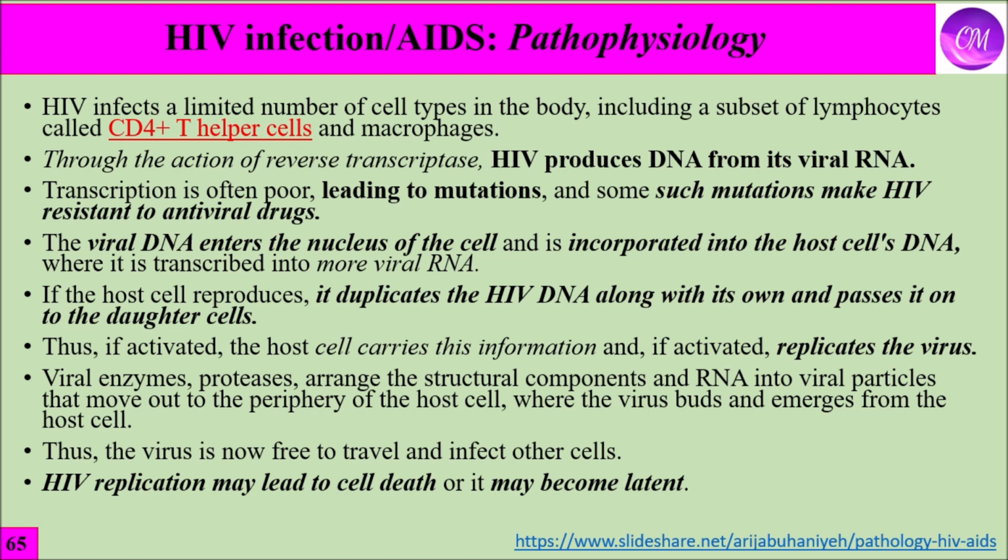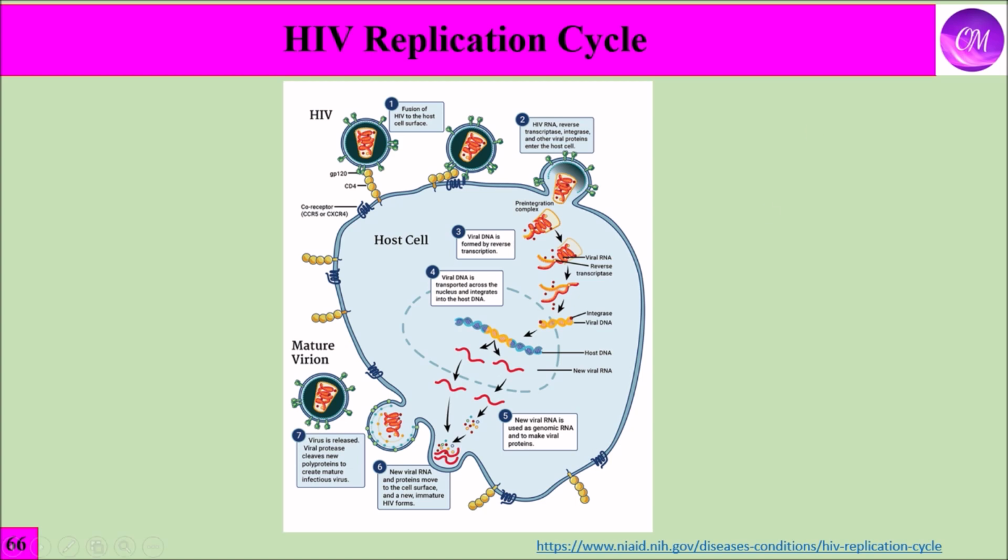Viral enzymes, protease, arrange the structural components and RNA into viral particles that move out to the periphery of the host cell, where the virus builds and emerges from the host cell. Thus, the virus is now free to travel and infect other cells. HIV replication may lead to cell death, or it may become latent. And here you see the very fine illustration of the HIV replication cycle.